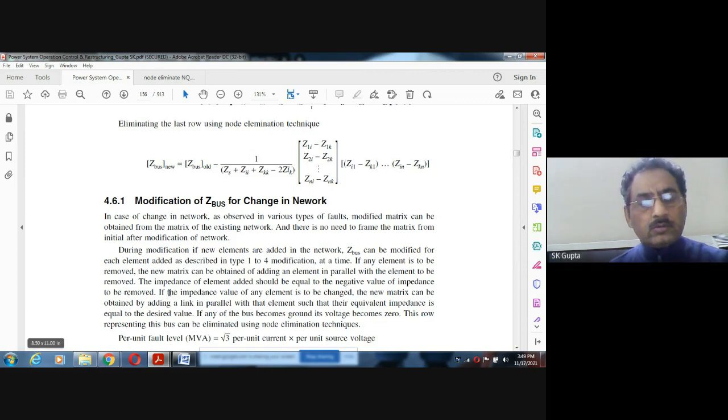Okay, so once we form the Z bus, we can find the fault current, the fault impedance, the fault voltages, everything we can find. The only question left here is how to do the node reduction technique, and this will be clearer if we take one numerical question of forming the Z bus.